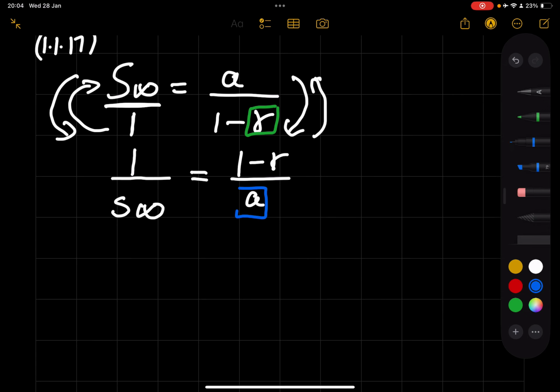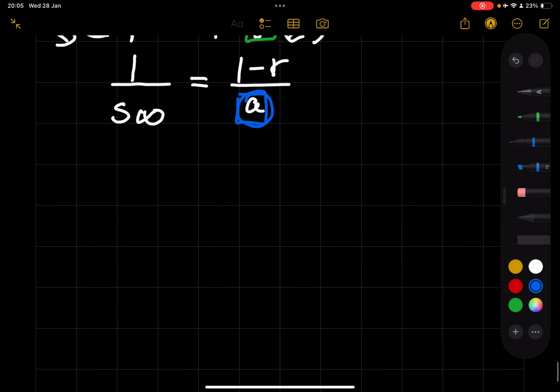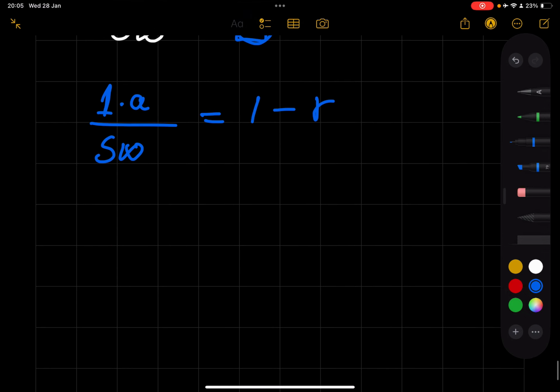The a is a divisor, so it must be a multiplier. Or also you can say the a is the denominator, so it must be the numerator on the left. So you have 1 times a over sum to infinity is equals to 1 minus r. And we know that 1 times a is just a. So you have a over sum to infinity equals to 1 minus r.